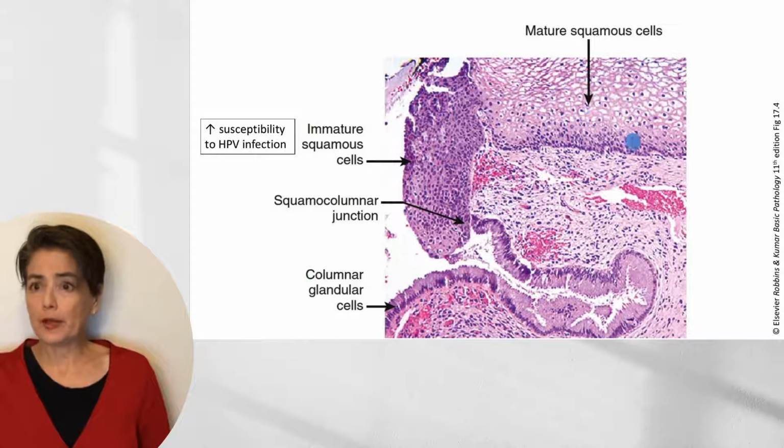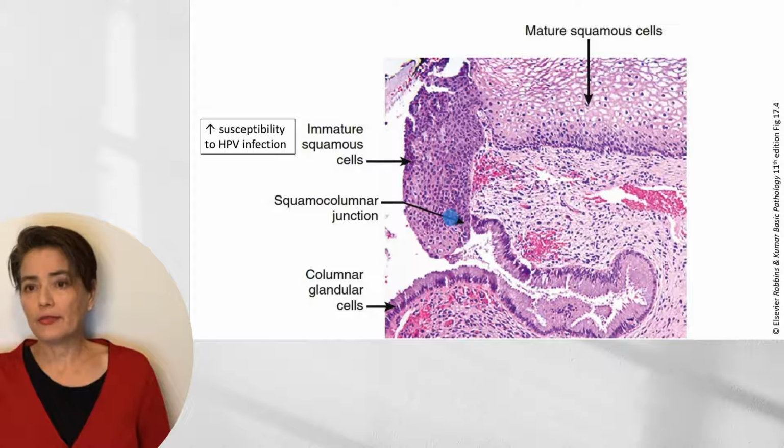We have our mature squamous cells here of the ectocervix. And then what happens at puberty is that, due to hormonal influences, the endocervical glands, this mucosa, are going to move towards the ectocervix. And when these glandular cells experience the pH and other conditions in the vagina, they will undergo squamous metaplasia. So these are immature squamous cells that have increased susceptibility to HPV infection.